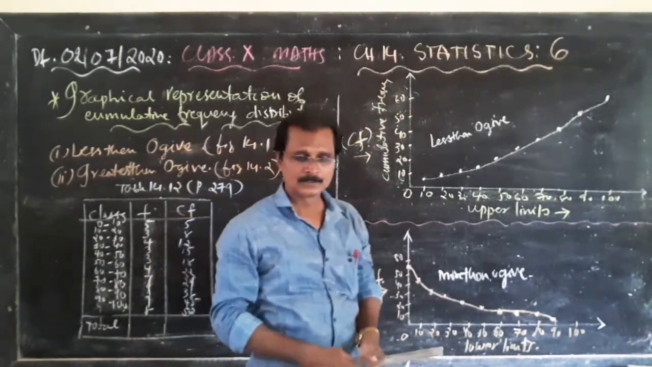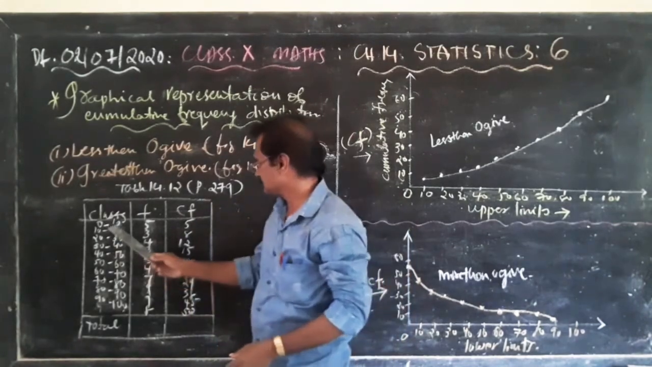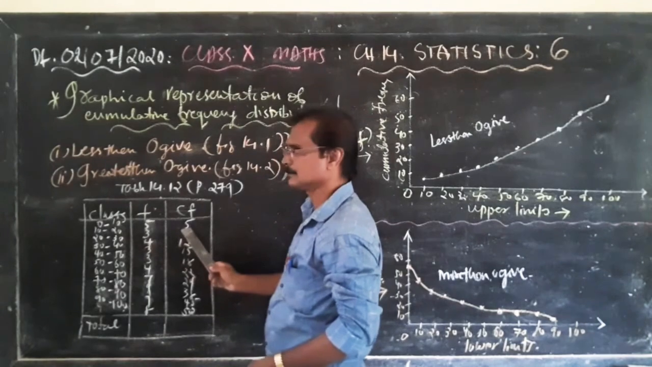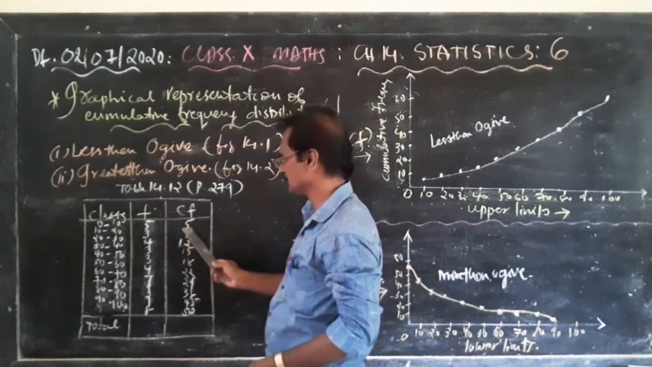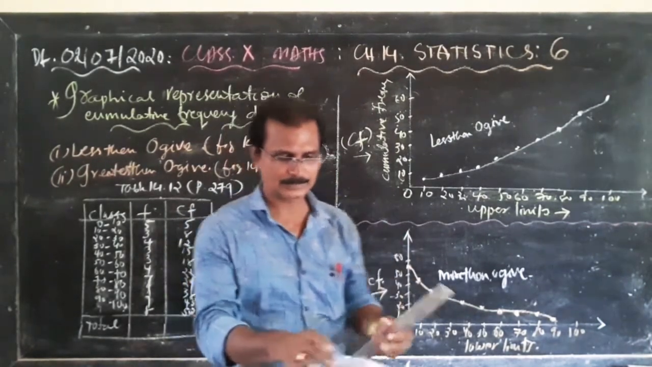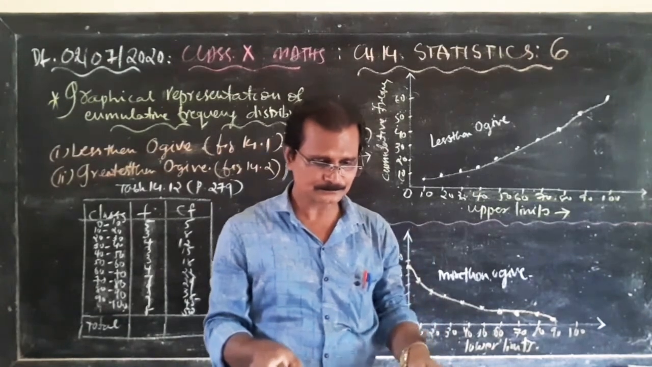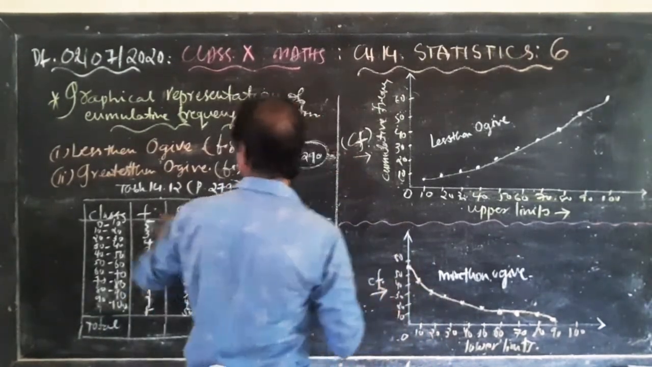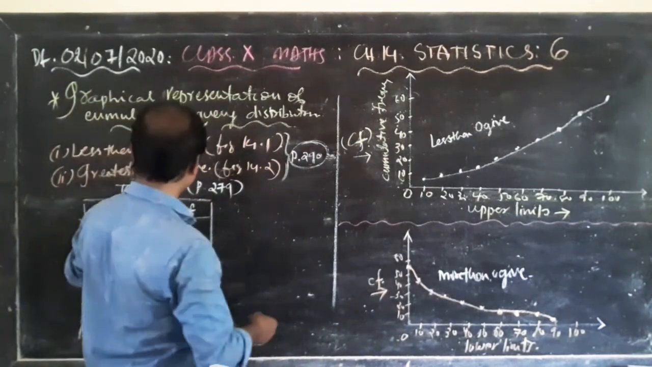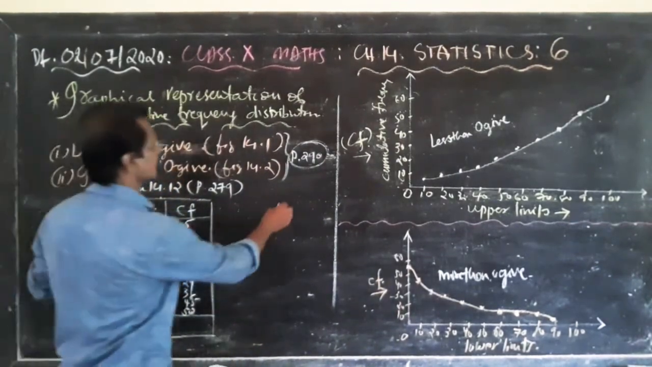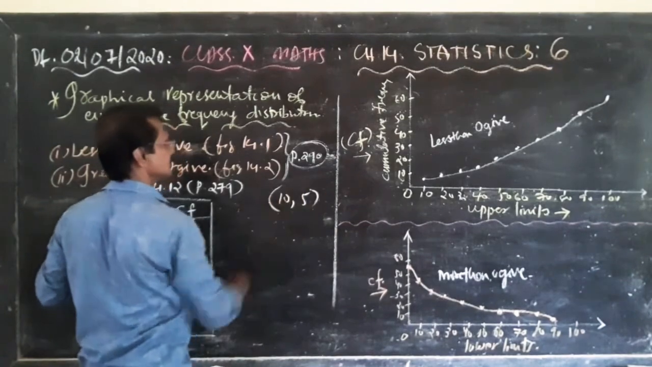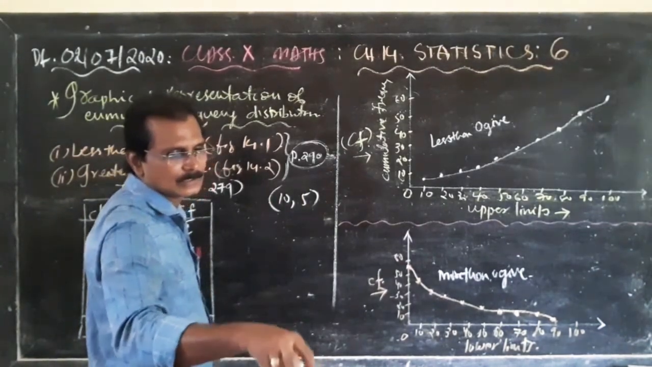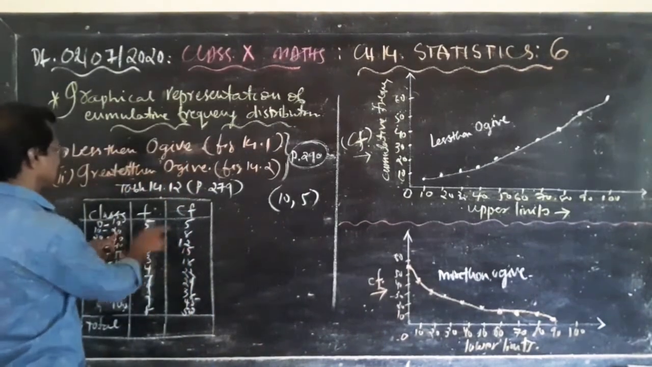Now upper boundary 10, then what is the cumulative frequency? 5. Upper boundary is 10 and cumulative frequency 5. So make pairs like this: the upper boundary is 10 and the cumulative frequency is 5, so you can take (10, 5). Then the second one is 28.